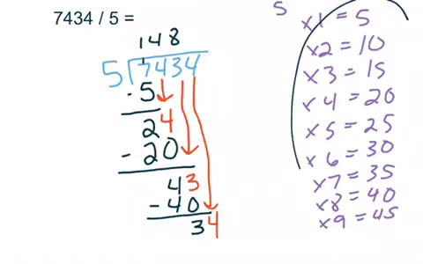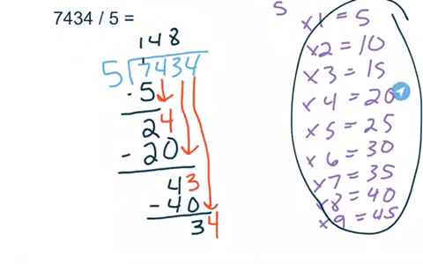Again, I ask myself which math fact is going to get me the closest to 34 without going over. I come over here, I look at all of these. Times 6 gives me 30. Times 7 is 35. That's too big, so I definitely want to use 6. Making sure it's still lined up, I put that 6 right on top. So I can subtract 34, subtract 30 is going to give me 4.